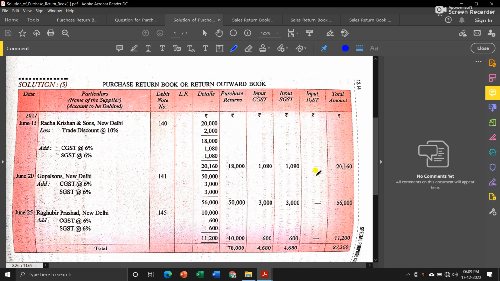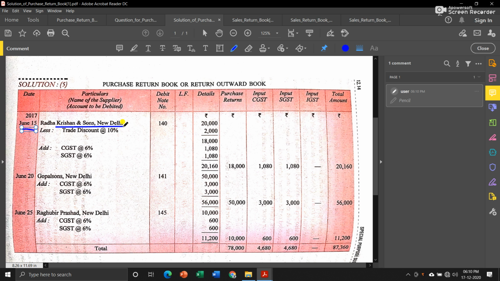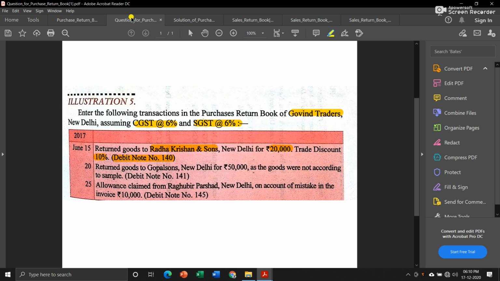First we will prepare the format of the purchase return book. In date we will write June 15. Then in particulars, first we will write down the name of the party, or name of our supplier, with address. Then the debit note is 140, given in the question. Then the question mentioned that the goods that we returned were worth rupees 20,000. Then again they said that there was a trade discount of 10%.